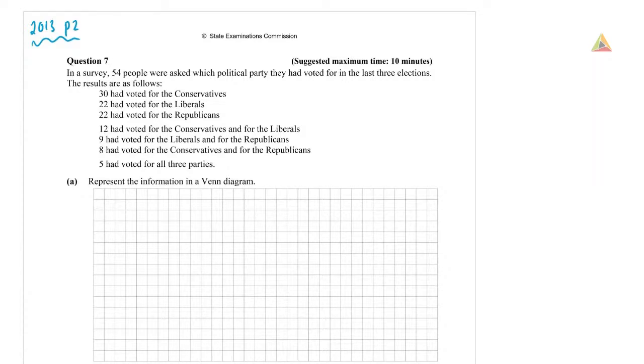In a survey, 54 people were asked which political party they had voted for in the last 3 elections. The results are as follows. So 30 had voted for the Conservatives, 22 had voted for the Liberals, and 22 had voted for the Republicans. 12 had voted for the Conservatives and the Liberals, 9 had voted for the Liberals and the Republicans, 8 had voted for the Conservatives and the Republicans, and 5 had voted for all 3 parties. Represent this information on a Venn diagram.